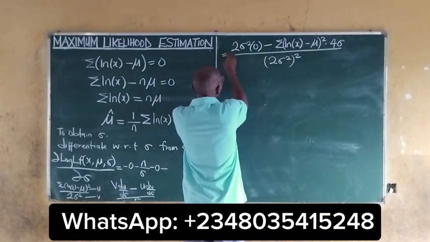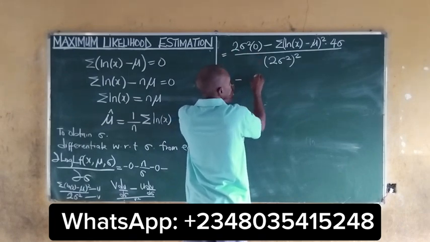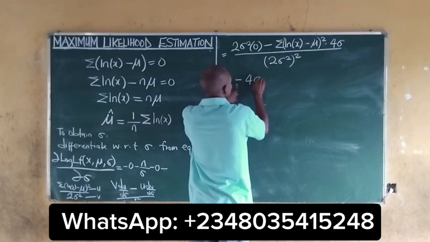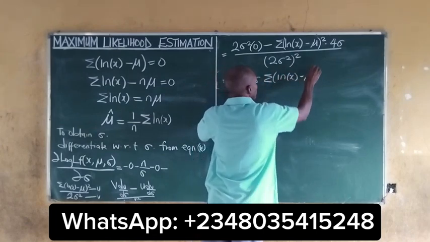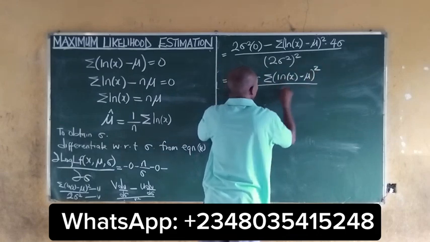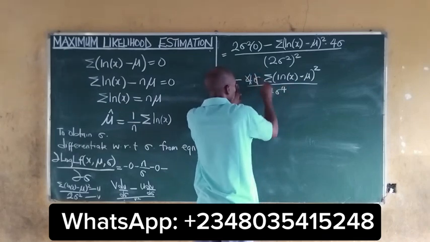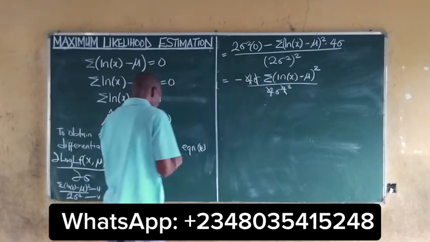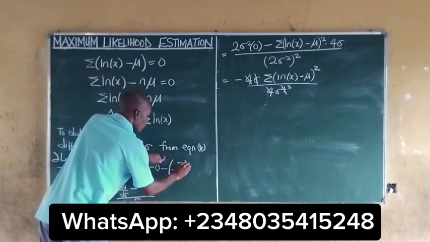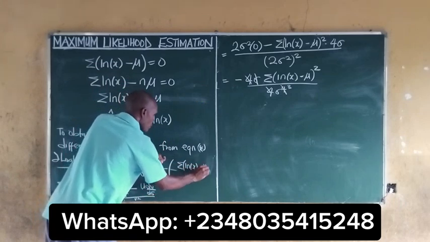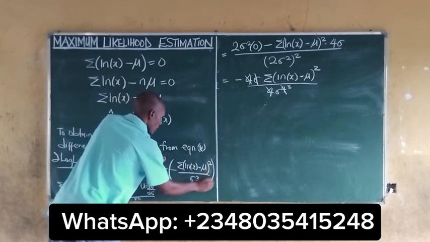It becomes 0 minus 4 sigma summation of (x minus mu) all squared all over 4 sigma to the power of 4. So this will cancel this. This one will cancel this to give us 3. So what we write here is what we've gotten: negative summation of (x minus mu) raised to the power of 2 all over sigma cubed. This is what we get.